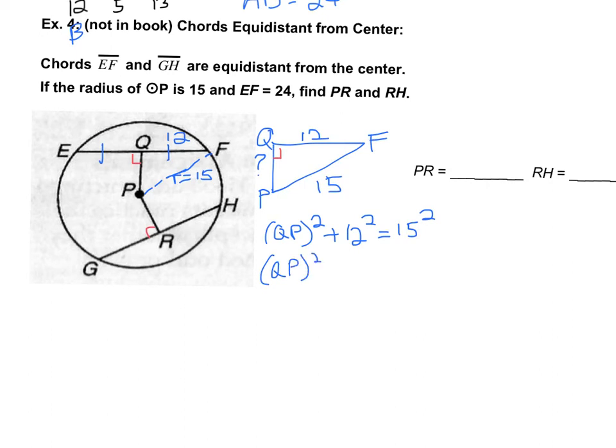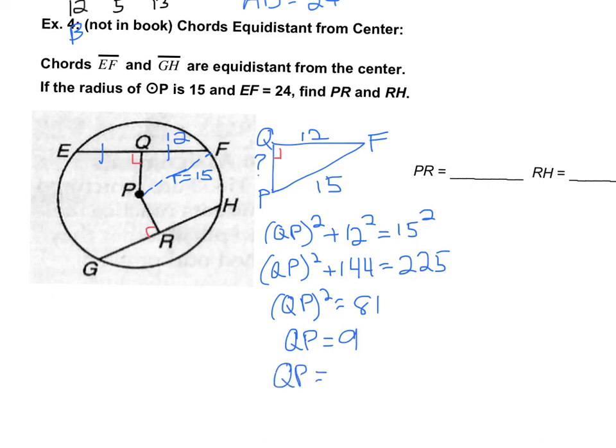QP squared, doing some simplification again. If we subtract here, QP squared is going to be 81. And so that easily makes QP equal to 9. And of course we said QP, because it's equidistant, is the same as PR. And so we get 9 there.